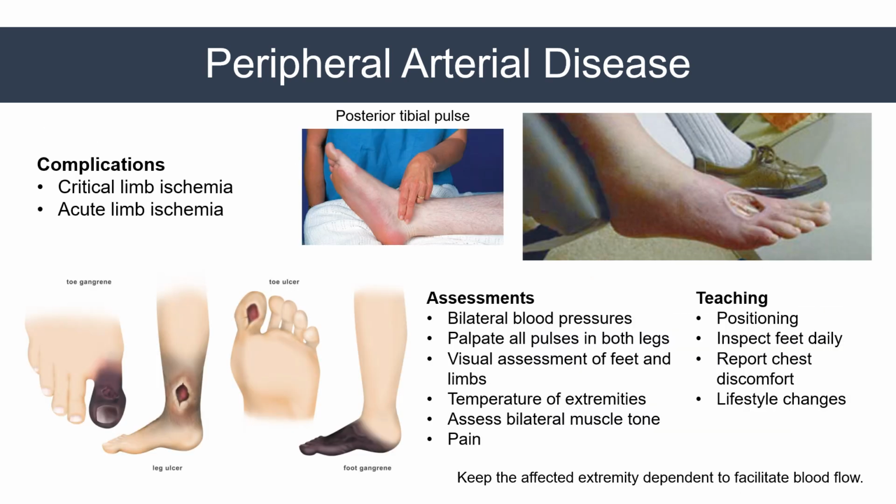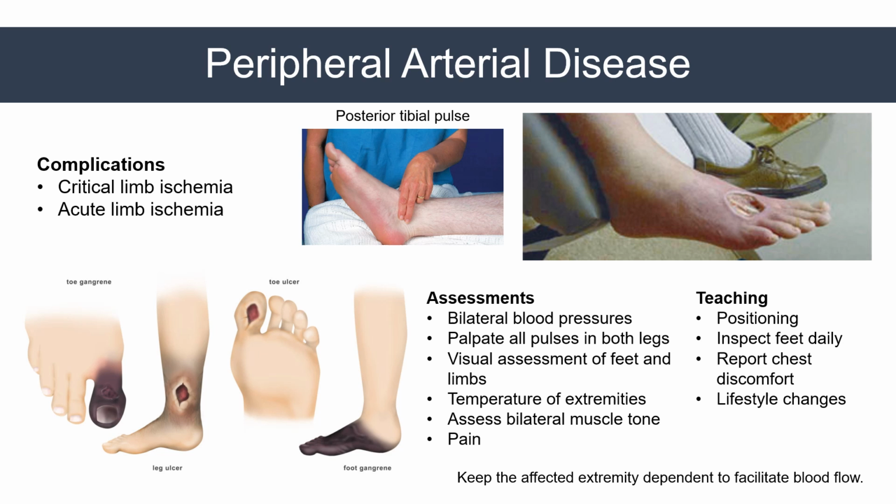Complications of peripheral artery disease include critical limb ischemia and acute limb ischemia. So this means that there's obstructed blood flow, and if there's no blood flow, there is no oxygen going to that limb. So it can be a foot, it can be the whole leg, it could be a toe. So that tissue will start to die, it'll become ischemic, and it can lead to gangrene and even amputation. So that is the ultimate complication we are trying to avoid.